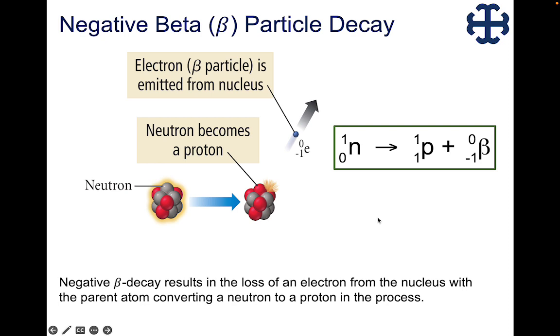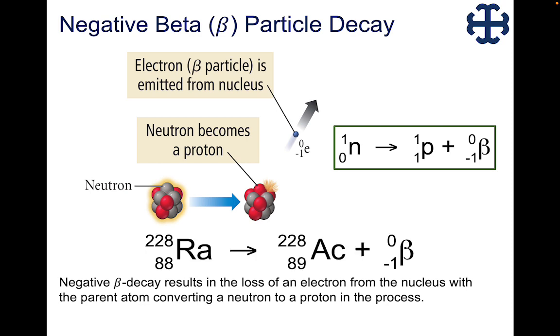We also have negative beta particle decay, which is us turning a neutron into a proton. So you'll notice it turns from gray to red here. That is a neutron becoming a proton. To do that, it ejects an electron as a negatively charged beta particle. Okay, so that will also then change the identity of our element. So an example of that could be radium converting to actinium, where we don't have a change in our mass number, but we do have a change in our element identity because we change a neutron to a proton.